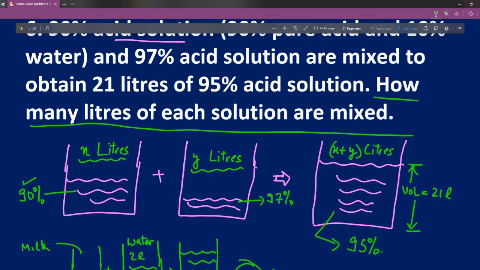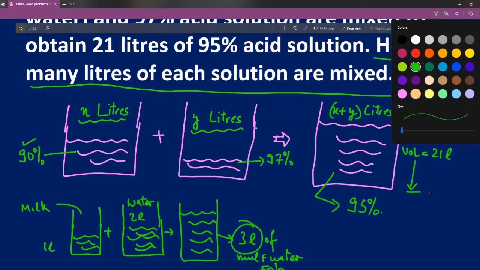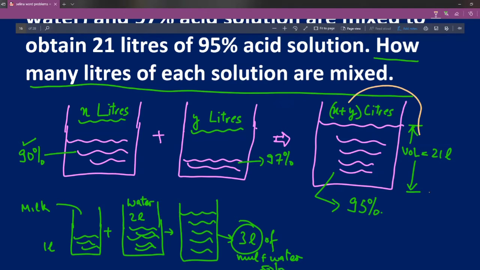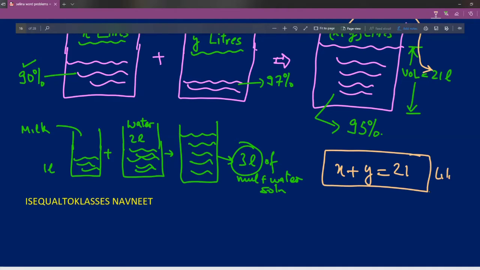So now as per our question, this X plus Y liter is actually equal to 21 liters. So one equation that I have is that X plus Y is equal to 21. This is in liters and this is my equation 1.